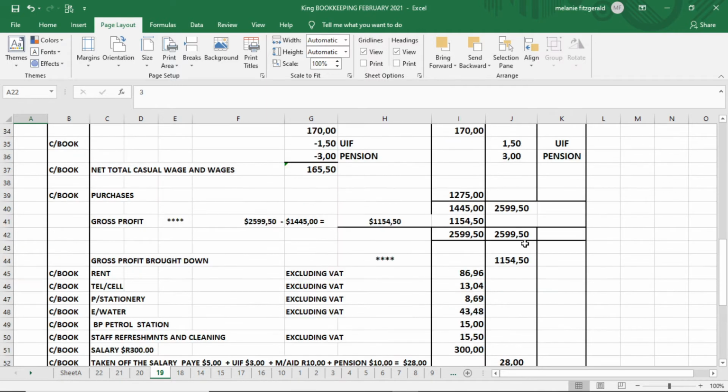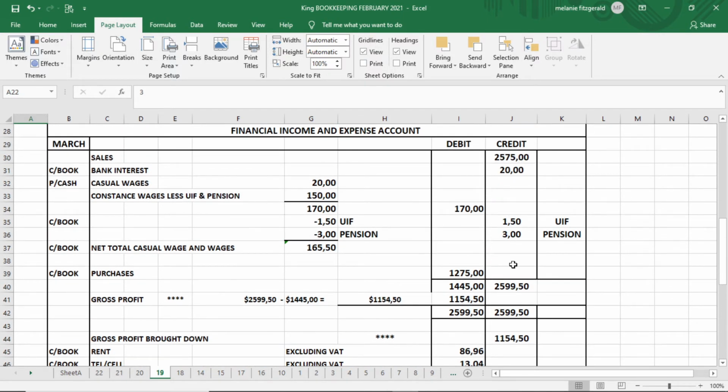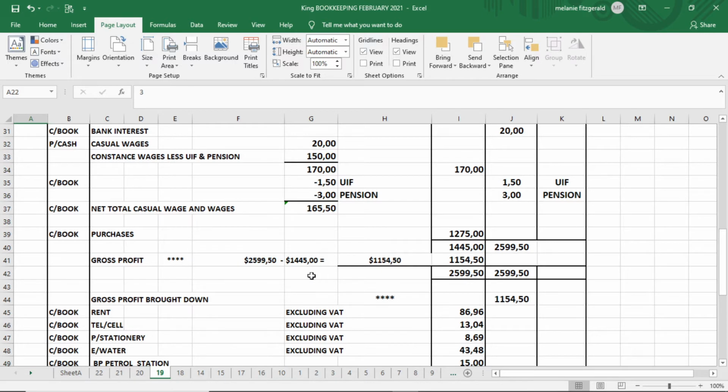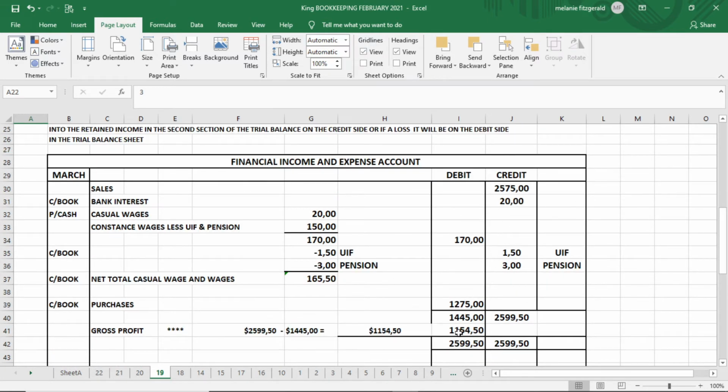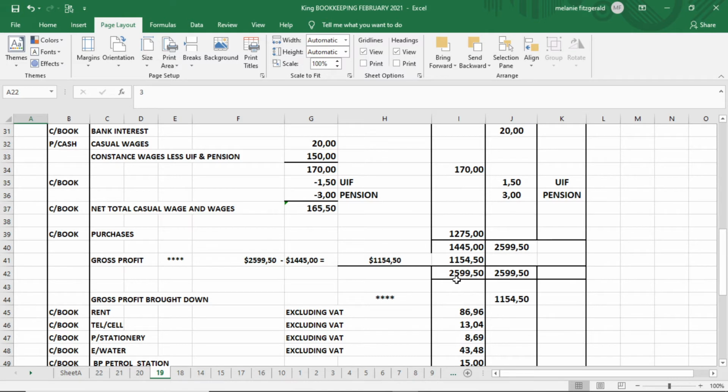Now, the purchases on the debit side of $1,275. The gross profit is the $2,599.50. That's the part we added up on the credit side, minus the debit side of $1,445. That gives us a gross profit of $1,154.50. And it's gone on the debit side. So this is how these two must balance, the credit and the debit. When we add up those totals, they must balance. And that's how we got the gross profit, by taking the difference from that minus that.